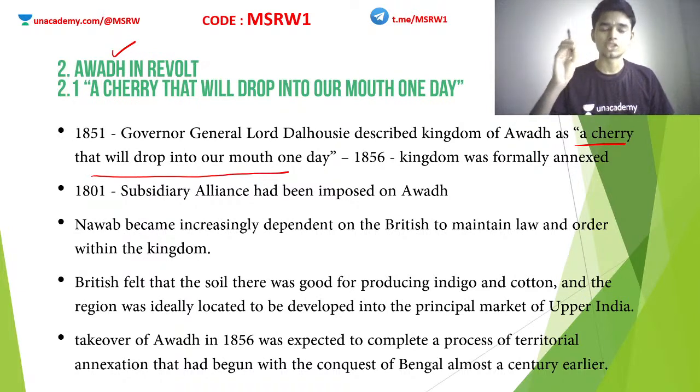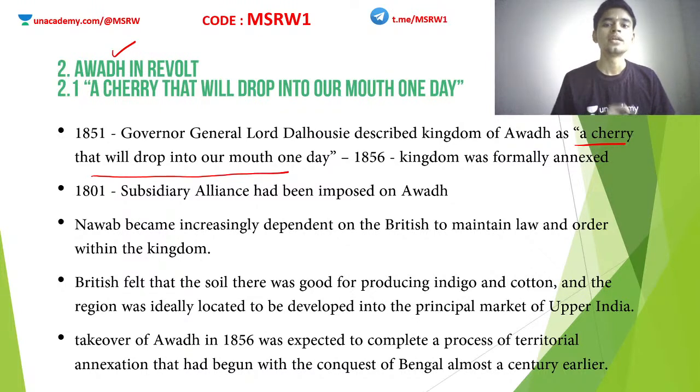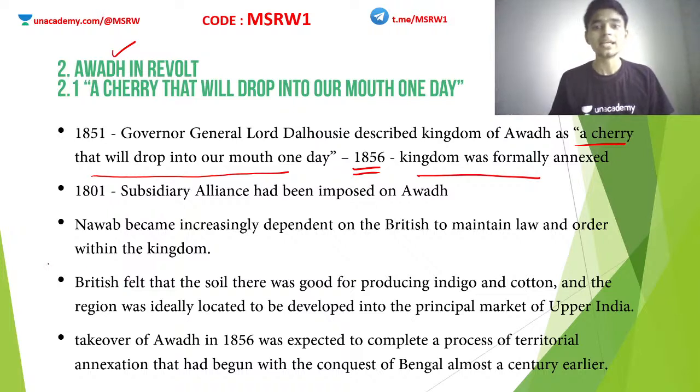So Lord Dalhousie, who was the chief architect of this policy, said in 1851 that Oudh will one day come to British power. Five years later, in 1856, Oudh was formally annexed to the British Kingdom. So there is a pre-story for this.